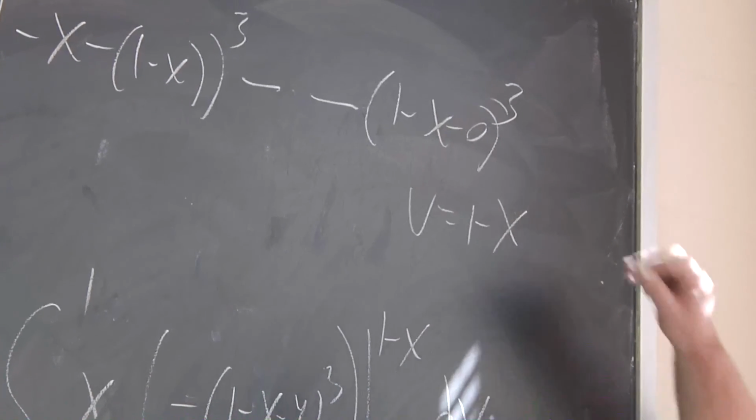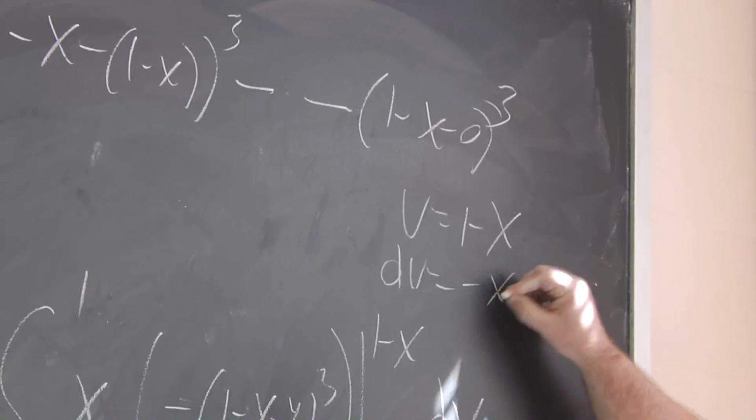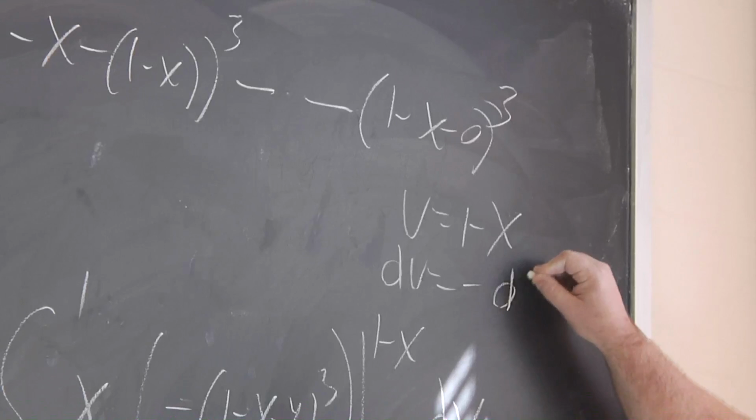Yes. So u is 1 minus x. So then du is minus dx. All right.